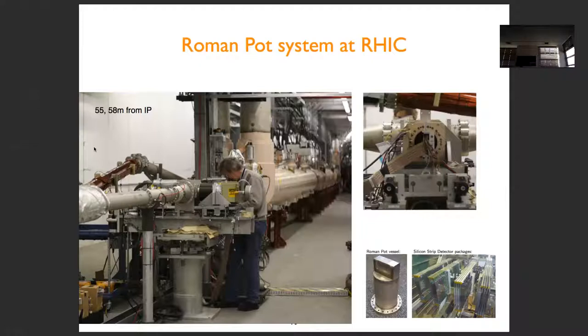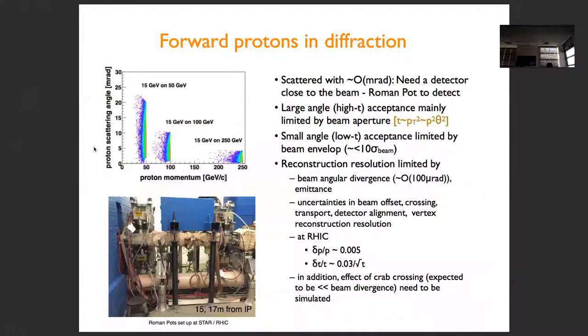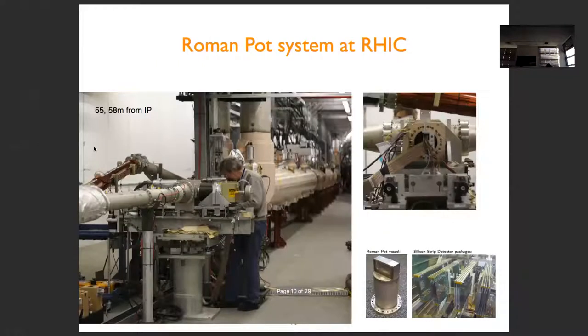Sorry, this is a stupid theorist question. What is the beam aperture? Aperture meaning, to bring the beam you need magnets, right? You focus the beam. There are also dipoles and quadrupoles and all the magnets, and they have an opening aperture.